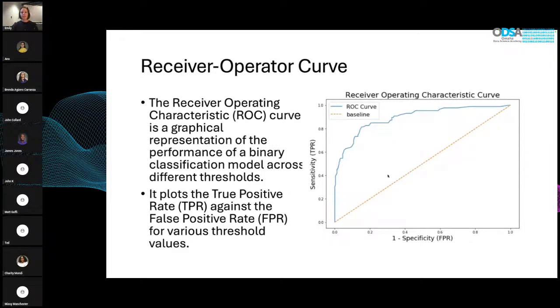On the x-axis here is something called the specificity or the false positive rate. And on the y-axis here is something called the sensitivity or the true positive rate, which is something that you already know as recall. And I think I put that on another slide because it's kind of confusing. There are so many words that mean the same thing in here.